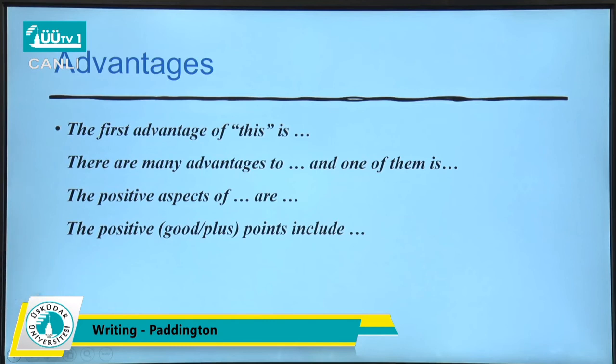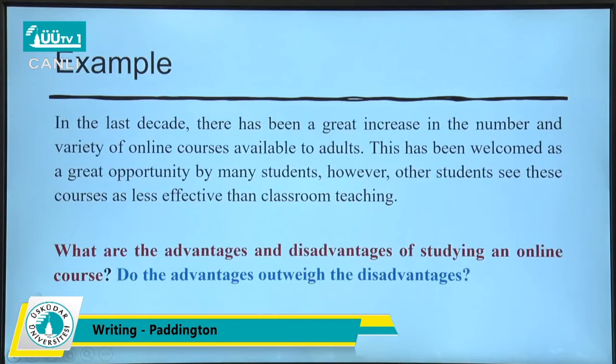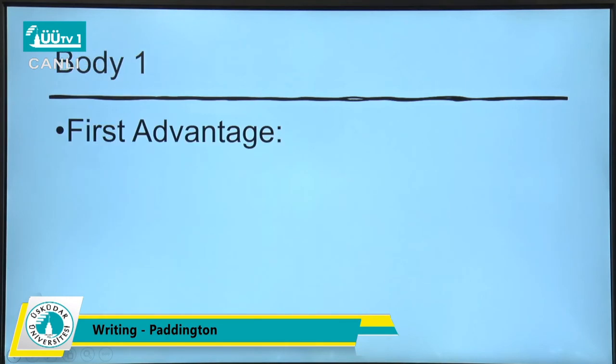For example, there are many advantages to online learning, but one of them is... your first body topic sentence is the first advantage. Then you support it with examples and with your own experience. I want to make sure this is an academic and college essay. Do not include quite personal information, like my uncle, my brother. Try to speak generally, because your essay should address the general public, not only your family or your friends.